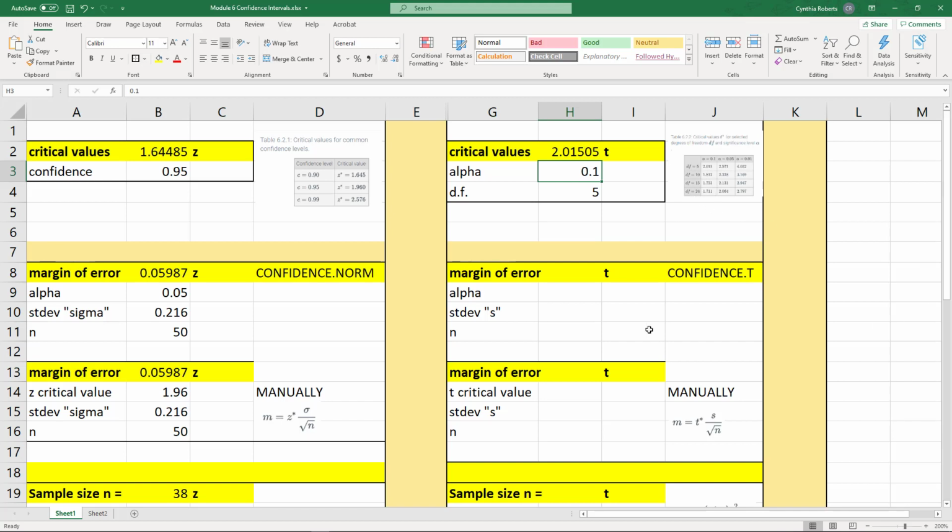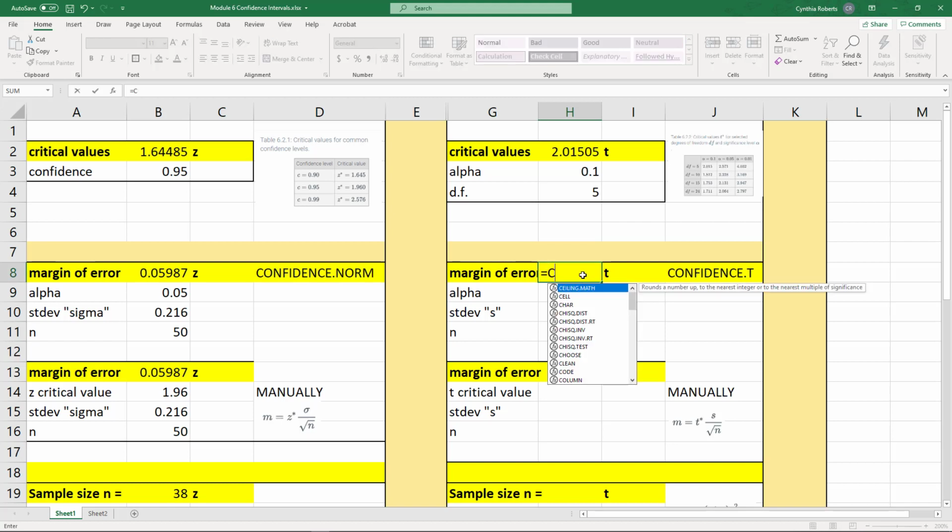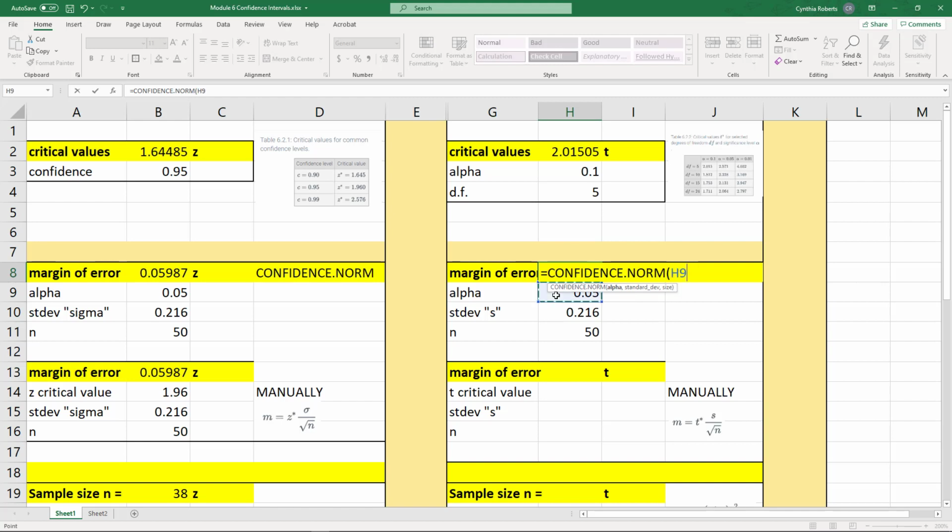Same thing over here. Let's do an example in your zyBooks. They give me 0.05 for alpha, 0.216, and a sample size of 50. To find the margin of error, in this case, we're going to do a confidence T, alpha, comma, standard deviation, and then the, you already saw it right there. I see it right there, comma, the sample size. And so there's nothing different in this case as far as these values that are given.